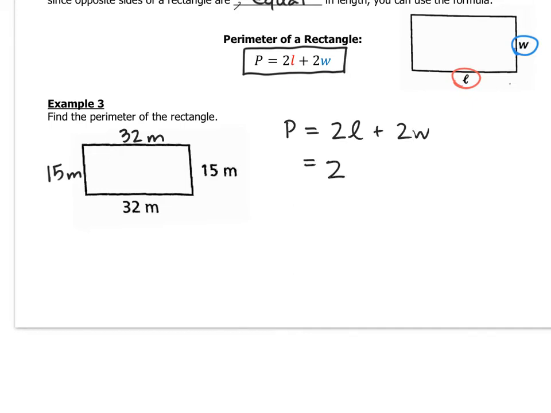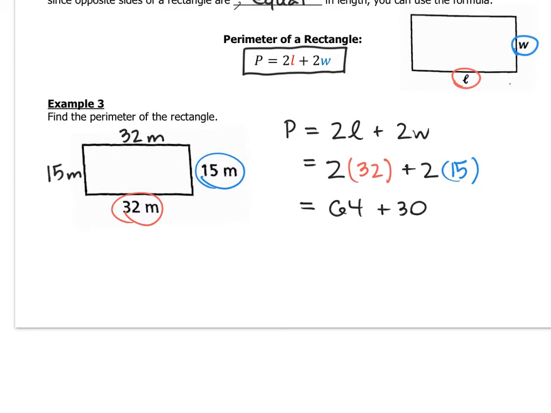the length of this rectangle is 32 meters, so I can substitute a 32 for L. And the width of this rectangle is 15 meters, so I can substitute a 15 for W. And now, if I do order of operations, 2 times 32 is 64, 2 times 15 is 30, so I get P equals 64 plus 30, which is 94. So the perimeter of this rectangle is 94 meters.